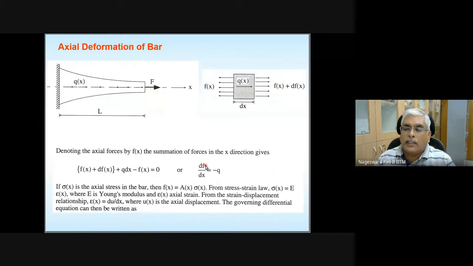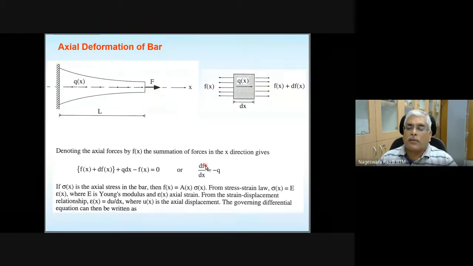And here, F is the force at any point along the length of the bar. Force is the cross-sectional area at that point multiplied by the stress at that point. And stress is Young's modulus times strain at that point. And strain is the derivative of displacement at that particular location.